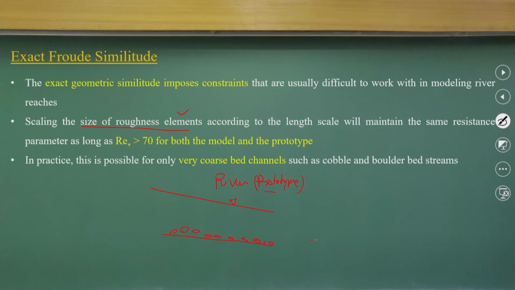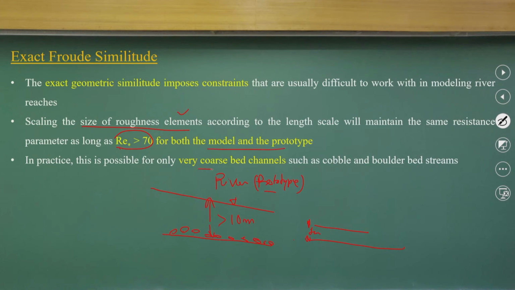Okay. And you have scale models, which will be a few centimeters, and in terms of the prototype, 10 meters. So you need to try to look at the resistance; what you are saying is that they are of the same order. If you look at it that way, the size of roughness elements according to the length scale will maintain the same resistance, as long as the grain Reynolds number is greater than 70 for both the models and the prototypes.